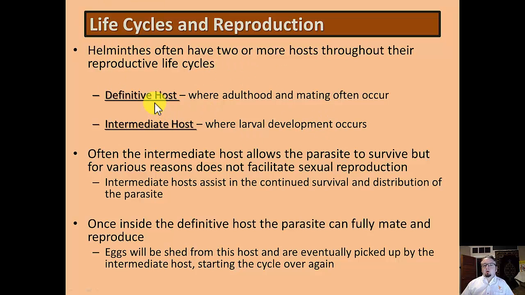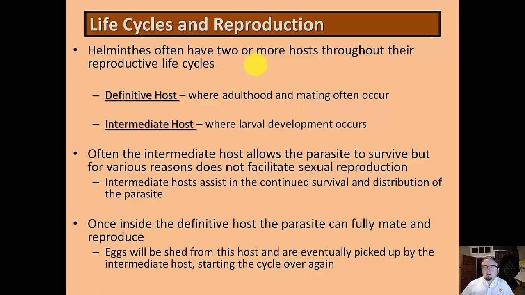So where they have multiple hosts, they'll typically have at least two, in which one is referred to as the definitive and the other is referred to as the intermediate. The intermediate host is typically where larval development occurs, and it's usually where the egg develops into the larvae. And at some point they have to exit the intermediate host and then go on to infect what's called the definitive host. And this is where adulthood and mating take place and where the eggs are shed and then go on to restart the life cycle over again.